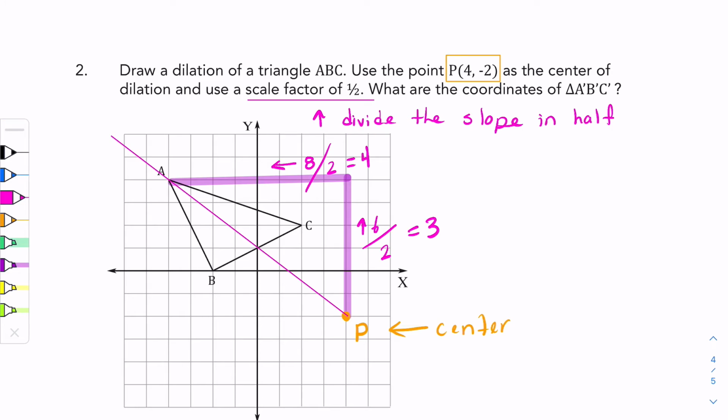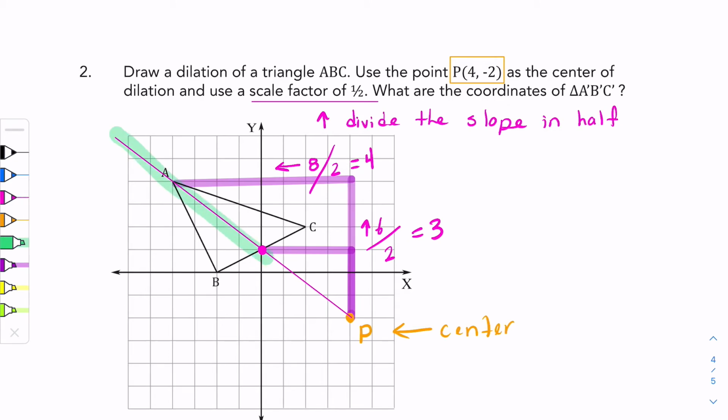So if I go up 3, I'm re-highlighting in purple, up 3 units over 4 units. That point would be located on our pink line. That's what we're checking for. We're checking to make sure that it ends up on this line we just sketched. And it does. This is going to be point A prime.